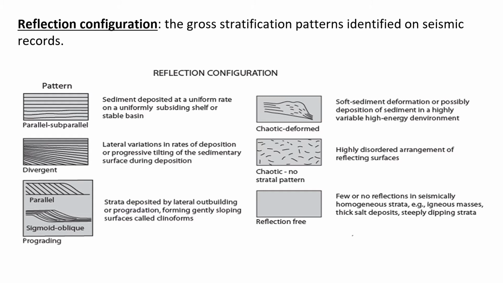Occasionally you get deformed or chaotic reflectors, and that simply means that the sediment's very soft and it's possibly already been deformed, or it's just a high energy environment. If there's no stratal pattern and it's just chaotic in general, that could be bedrock. That could also just be a disordered arrangement of any of those reflecting surfaces. They're just getting bounced all over the place. And if there's no reflection, that means we're looking at pretty much seismically homogeneous strata. So an igneous rock, a salt deposit, or if the strata are really, really steeply dipping, it's not going to send that signal back, so you get no reflection.